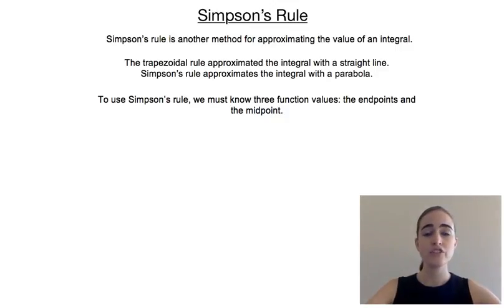So when we were using the trapezoidal rule, we needed two function values. We needed to know the value of the function at each of our bounds of our integral. For Simpson's rule, we need to know those two values, but we also need a third value. We need to know the value of the function at the midpoint of our bounds as well. Let's have a look at what Simpson's rule actually looks like.